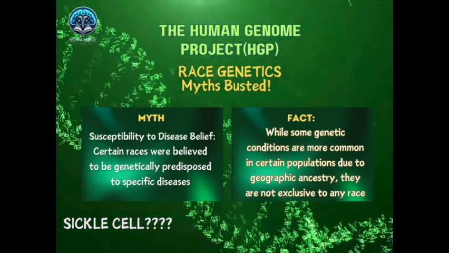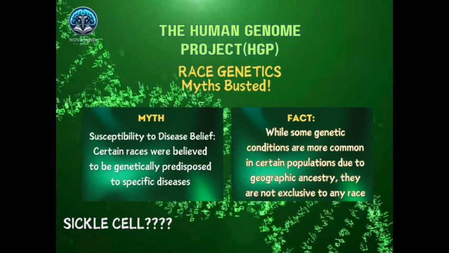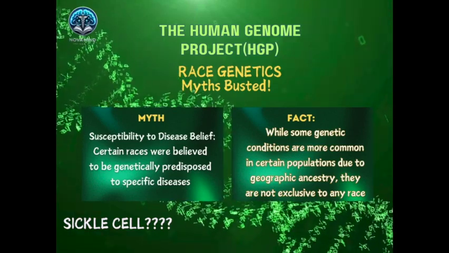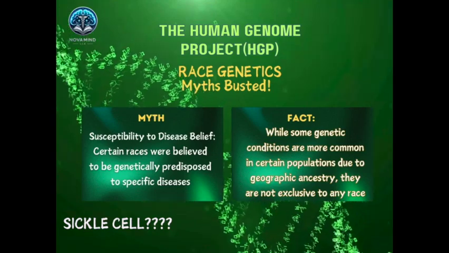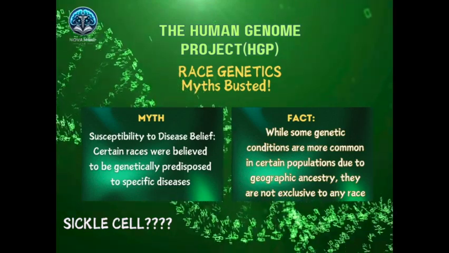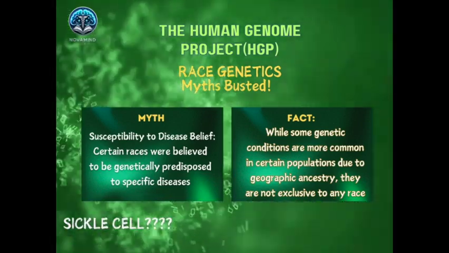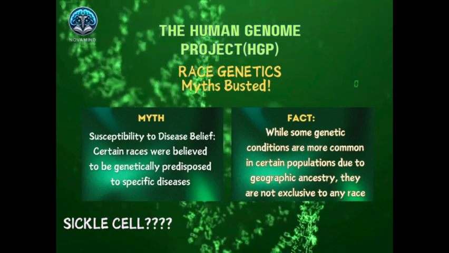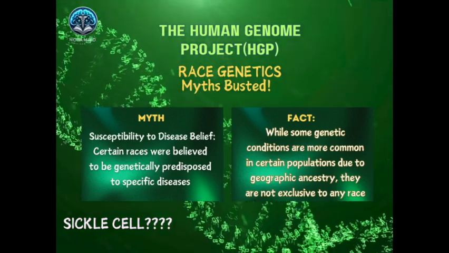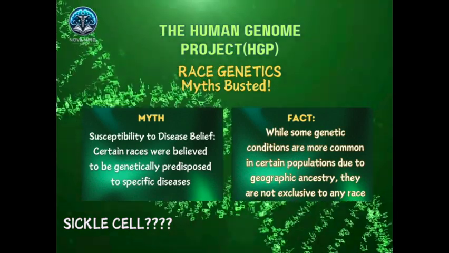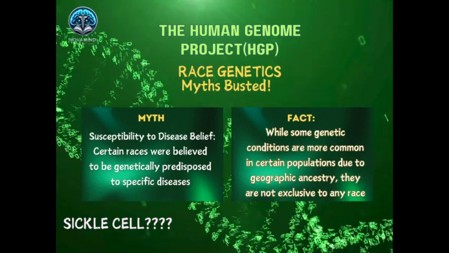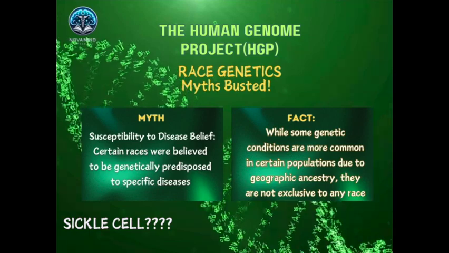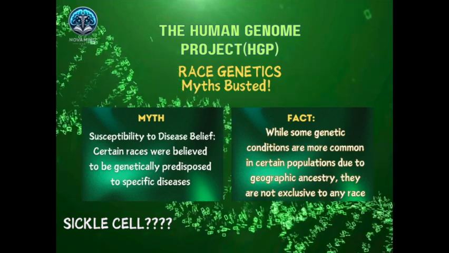In reality, sickle cell is not linked to race, but instead linked to a genetic trait that evolved in populations exposed to malaria. This adaptation developed as a response to the malaria endemic in regions such as Africa, the Mediterranean, and South Asia. The Human Genome Project clarified that while some genetic conditions are more common in certain populations, the disease prevalence is tied to genetic mutations linked to geography. They are not exclusive to any race.